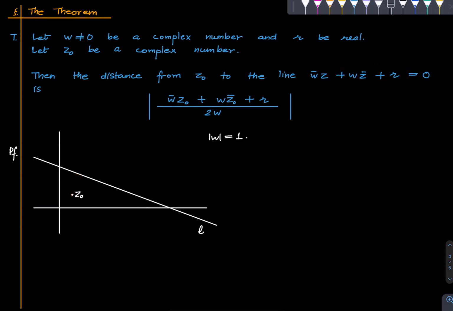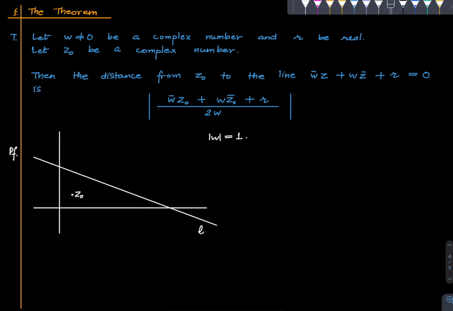So the preliminary idea is that we may make z0 the origin. So this becomes the origin, and then we just find the distance from the origin of this given line. Right, and then we can just use the previous slide. So we will execute this. Basically, instead of translating the coordinate axis to this point, we will just translate the line.